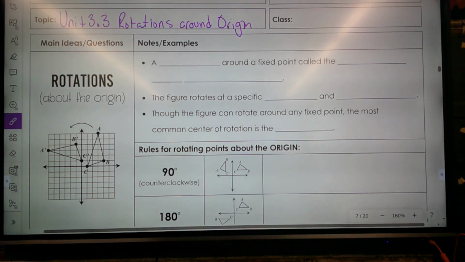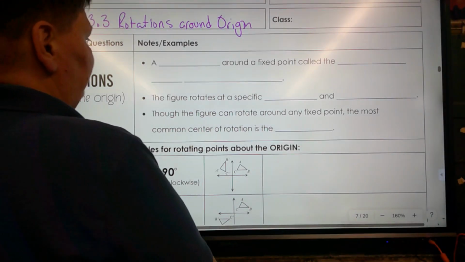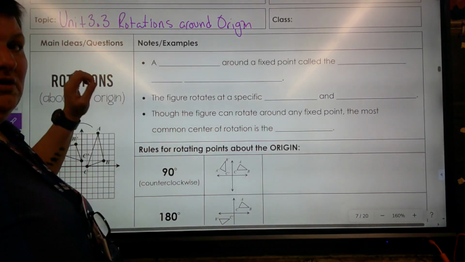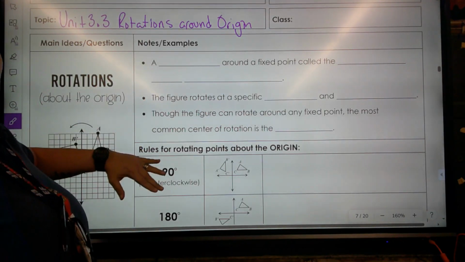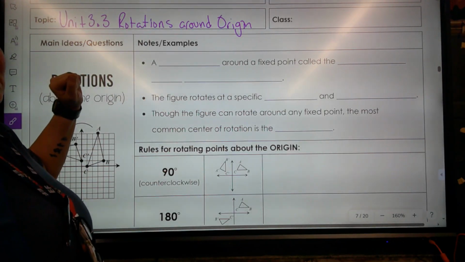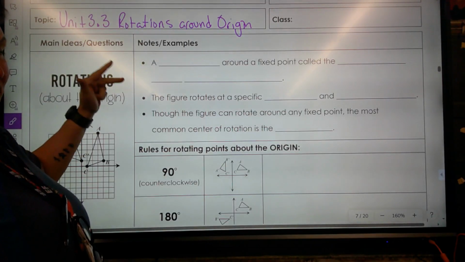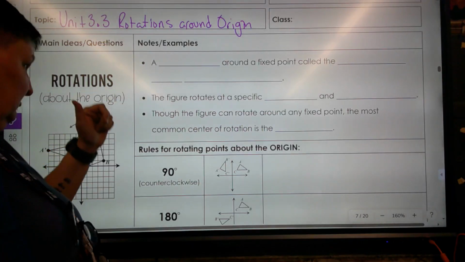All right, Unit 3.3, Part 1, we're going to work the notes and we're going to work 1, 3, 5, and 7. Part 2, we'll review the notes and work 9, 11, and 13. All right.